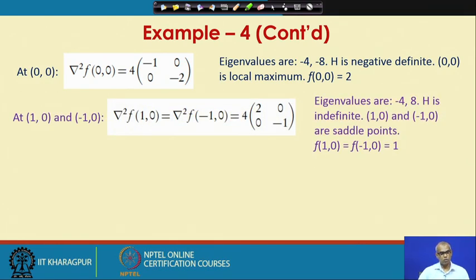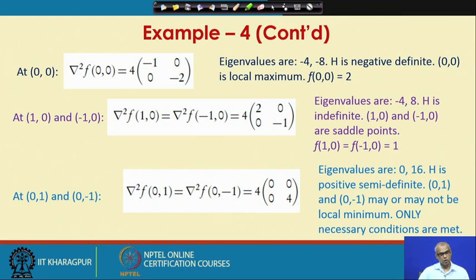Now, let us consider point 1 0 and point minus 1 0. At both of these points, you will have the same Hessian matrix, and the eigenvalues are minus 4 and plus 8. So, out of these two eigenvalues, one is positive, another is negative. So, Hessian is indefinite. So, 1 0 and minus 1 0 are saddle points. The function value at both of these is 1.